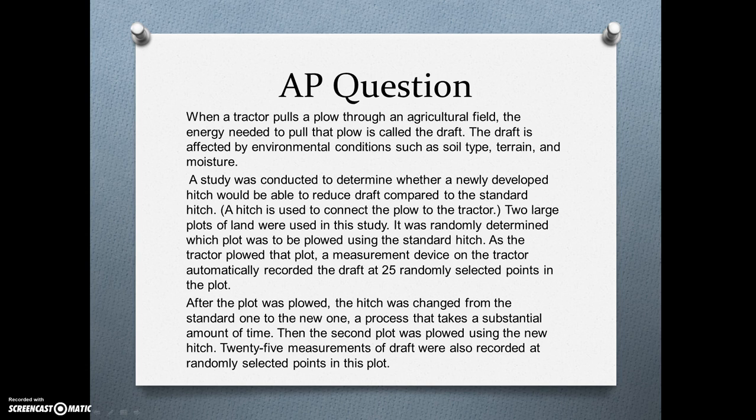2 large plots of land were used in this study. It was randomly determined which plot was to be plowed using the standard hitch. As the tractor plowed that plot, a measurement device on the tractor automatically recorded the draft at 25 randomly selected points in the plot. After the plot was plowed, the hitch was changed from the standard one to the new one, a process that takes a substantial amount of time. Then, the second plot was plowed using the new hitch. 25 measurements of draft were also recorded at randomly selected points in this plot.